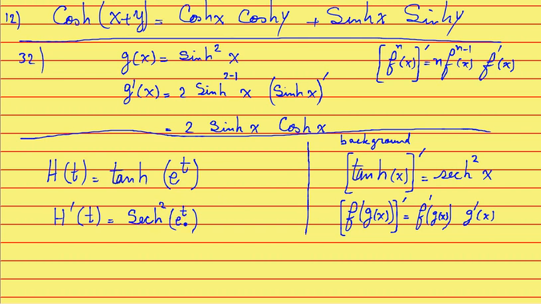Second portion, the interior function, exponential of t. What's the derivative of exponential? Let's remember, that's the easiest differentiation formula. Derivative of exponential is just itself. So derivative of exponential of t is just exponential of t. Now we are all done. So that was easy if we remember the basic background material.